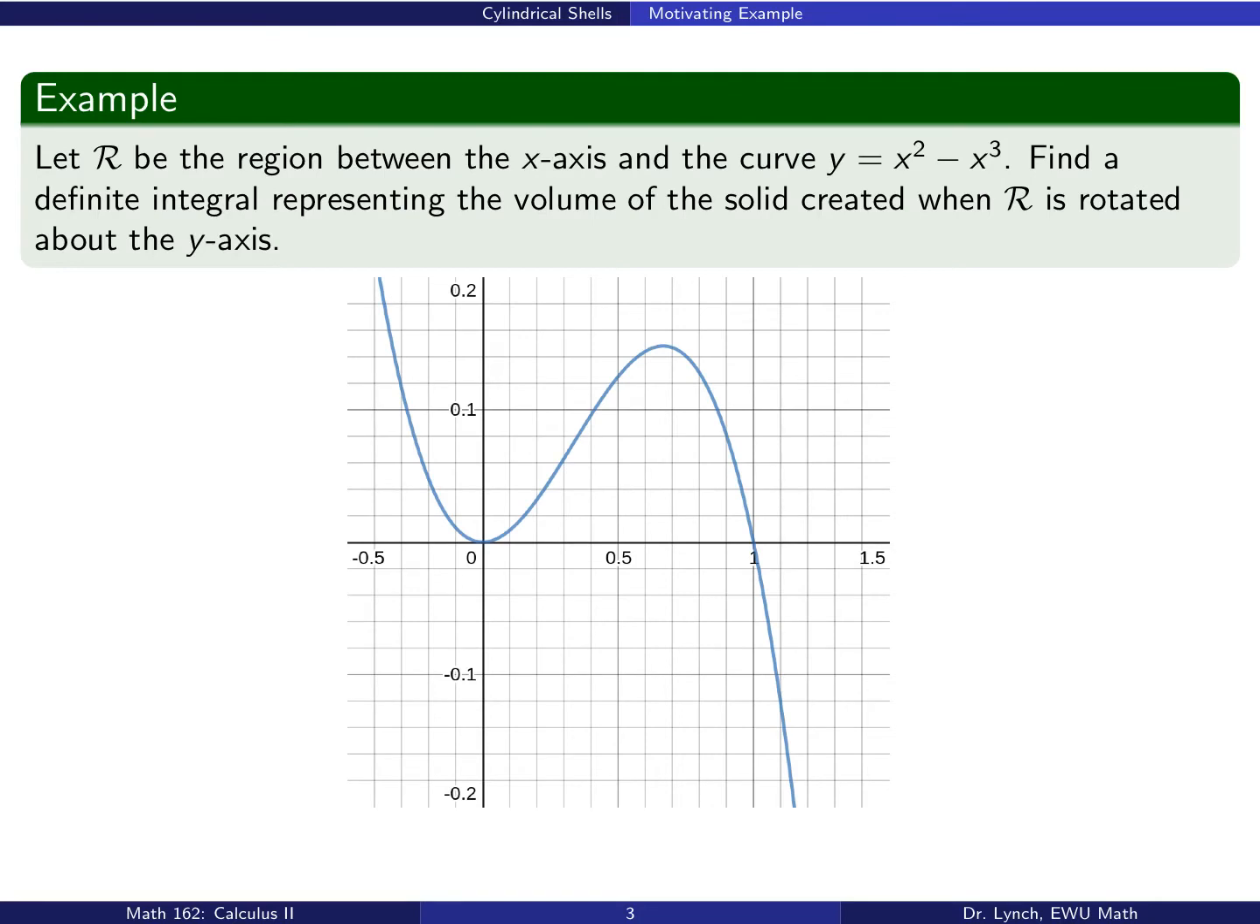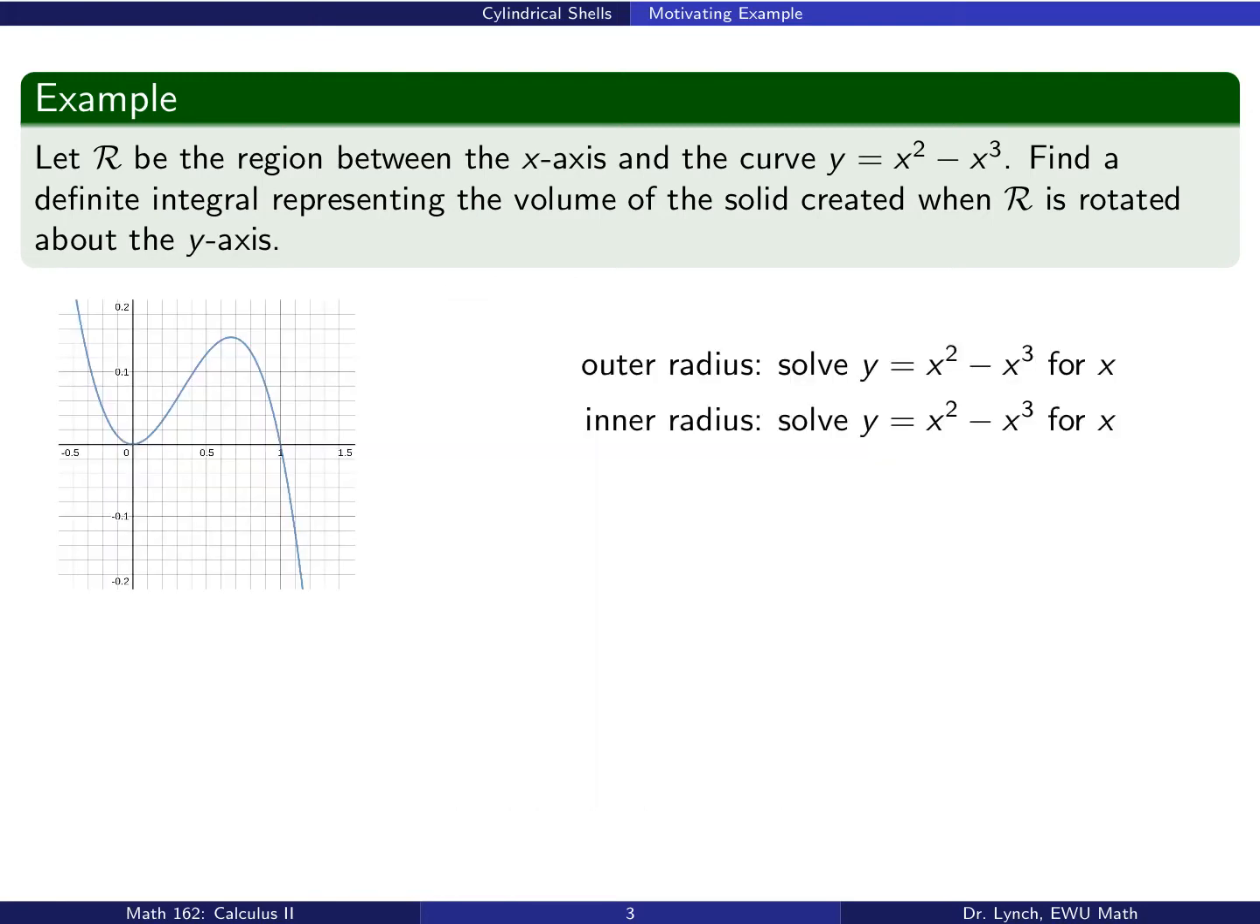So again, here is our region rotated about the y-axis. If we did what we did before, we would take a slice with thickness dy and try to compute the volume of that little disk, or in this case, a washer, resulting from rotating that slice around the y-axis. So here's our slice, thickness dy, rotate around the y-axis, obtain a disk. The disk is going to look a little bit like this.